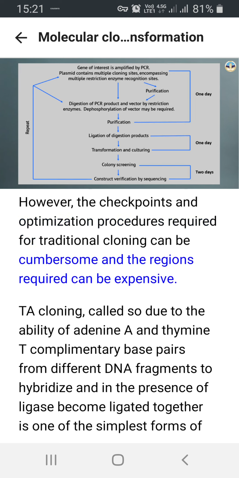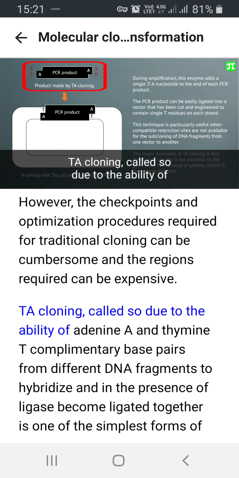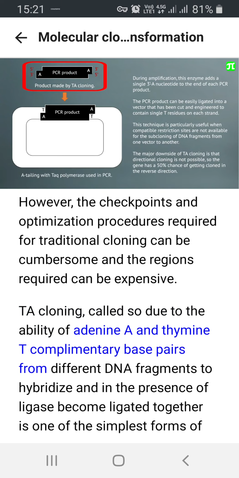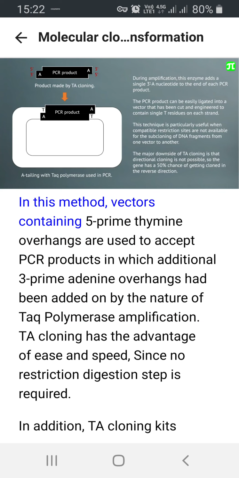TA cloning, called so due to the ability of adenine (A) and thymine (T) complementary base pairs on different DNA fragments to hybridize, and in the presence of ligase become ligated together, is one of the simplest forms of cloning. In this method, vectors containing 5' thymine overhangs are used to accept PCR products in which additional 3' adenosine overhangs have been added on by the nature of Taq polymerase amplification.